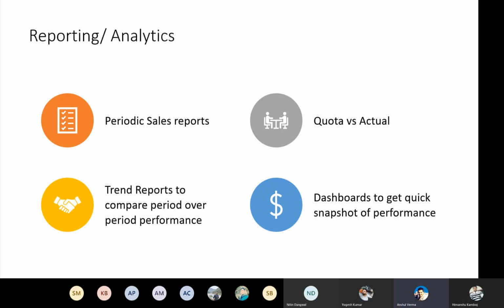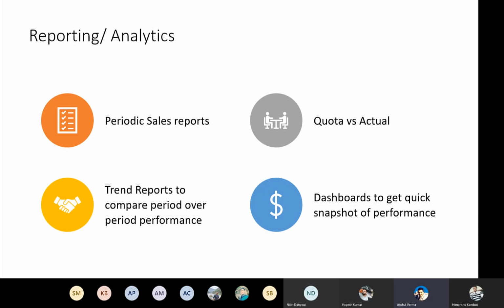Reporting analytics. Often this is overlooked when we talk about sales implementations, but very, very essential, because remember, the money is coming from higher management. The money is coming from enterprise, and they're not giving you money to add some bells and whistles to their sales processes. They are giving you money to drive the sales, to get the benefit, right?